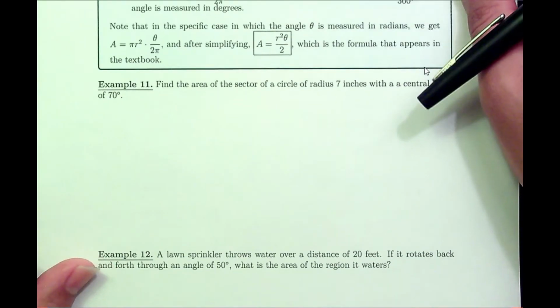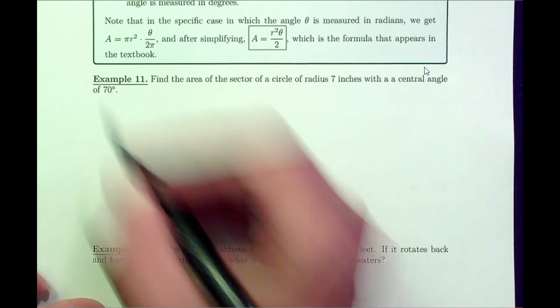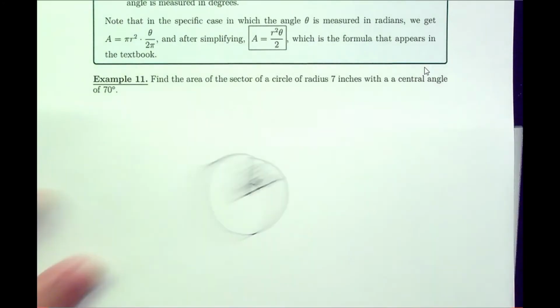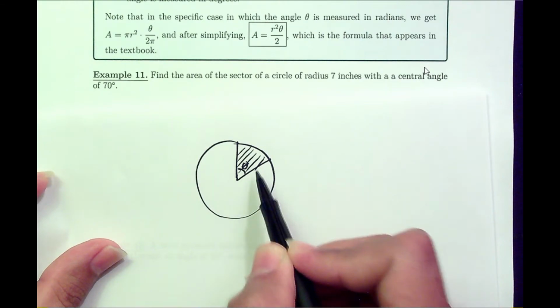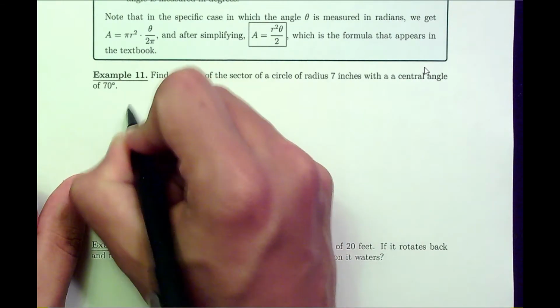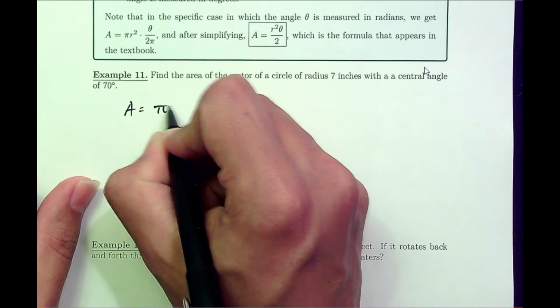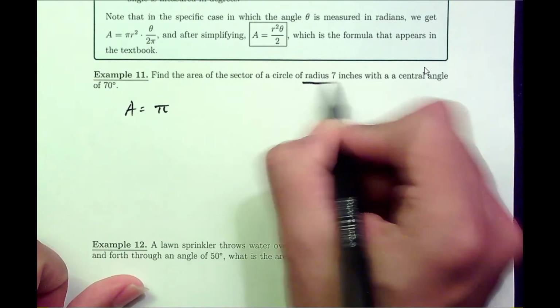All right. Example 11. Find the area of a sector of a circle of radius 7 inches with a central angle of 70 degrees. Okay, so you can imagine the circle. So that's 70 degrees and the radius is 7. We have to find the area of the sector. Okay, so the area is going to be, first we find the area of the whole thing, which is pi r squared. And the r is 7 inches.